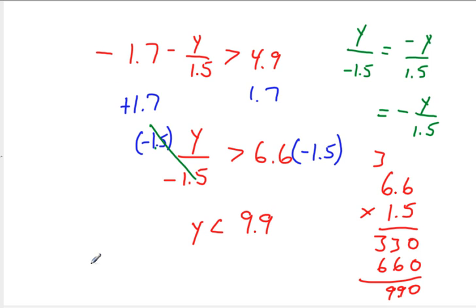We're going to graph that. If this was 9 and this was 10, 9.9 should be somewhere pretty close to 10. It's not a closed circle though, so I'm going to take that away. It's open and it is less than, so we just shade this direction and we are done. See ya.